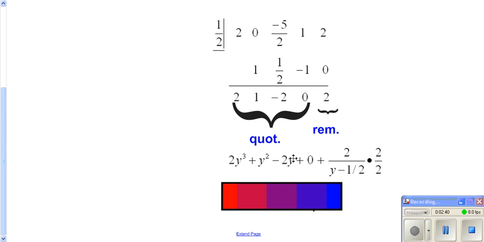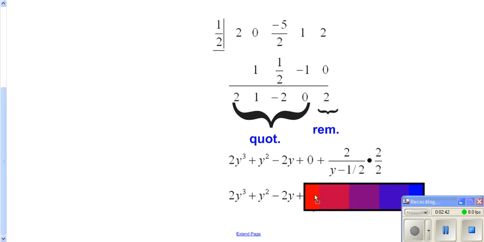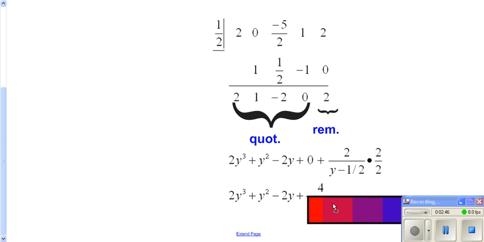So I'm not doing anything to this. That's going to stay the same. I'm going to multiply the top: my 2 times my y. My 2 times a half is just 1. So now this is my final answer.